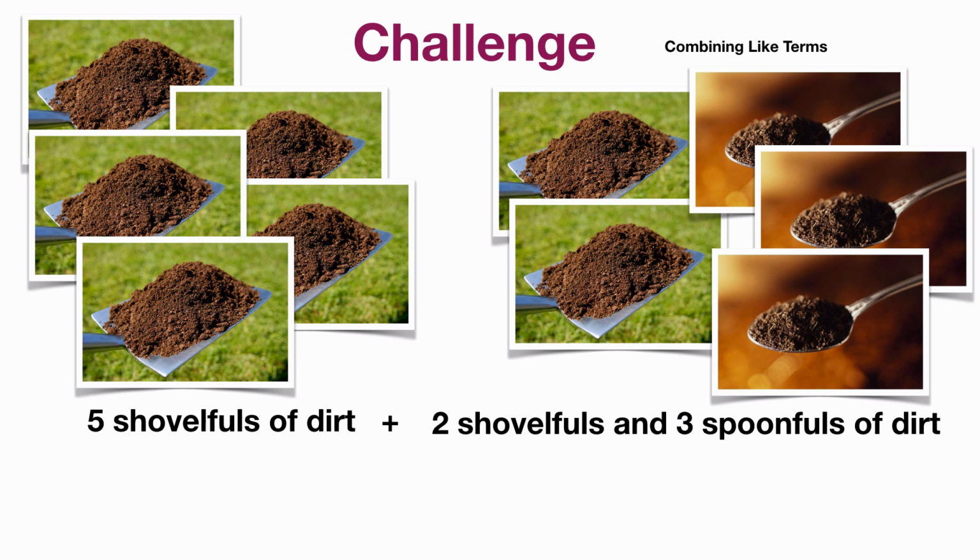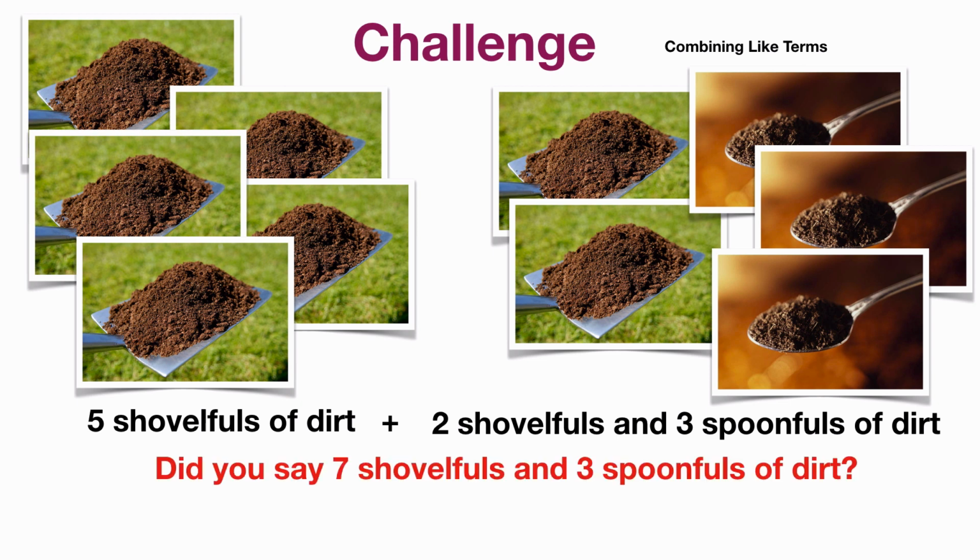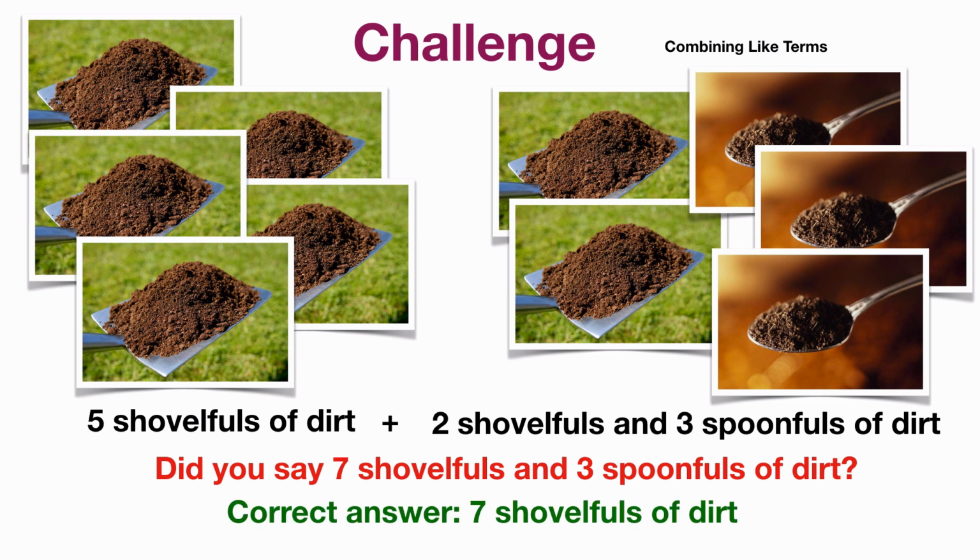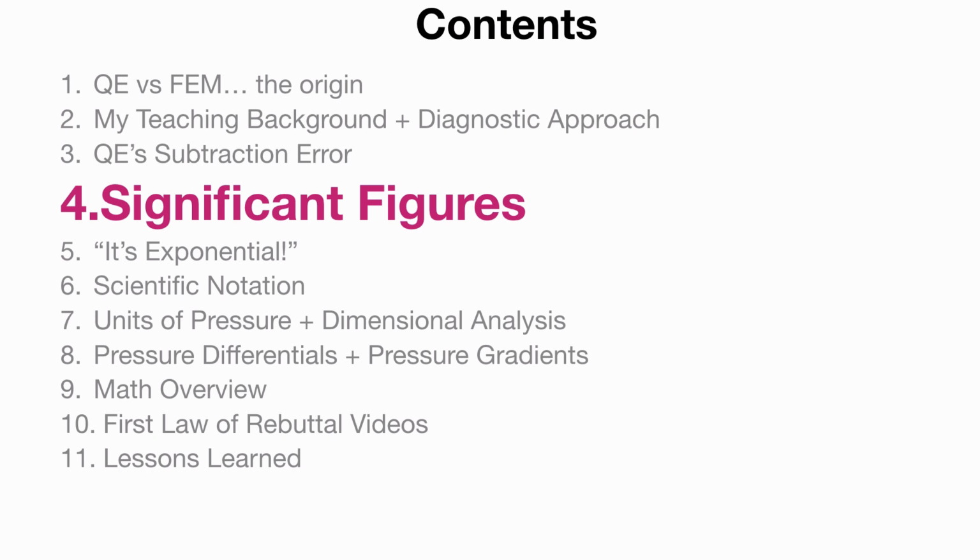All right, so here's a challenge for you. 5 shovelfuls of dirt plus 2 shovelfuls and 3 spoonfuls of dirt. What do you get if you use combining like terms? Did you say 7 shovelfuls and 3 spoonfuls of dirt? Because the correct answer is 7 shovelfuls of dirt. Now, what do I mean by that? Significant figures. That's our next topic.